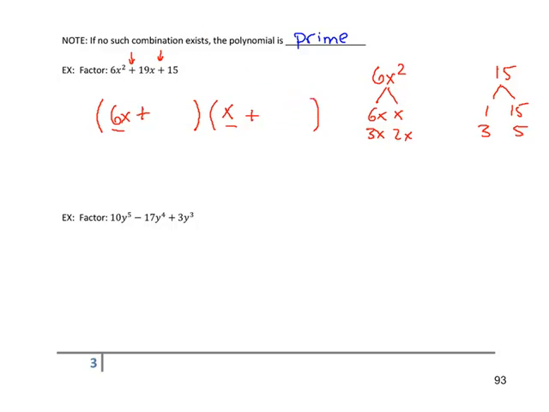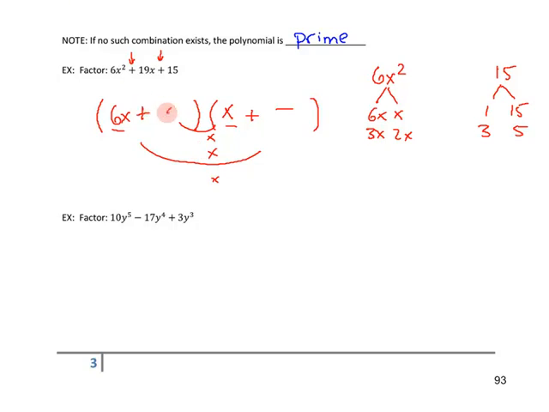Alright, so what about 3 and 5 or 5 and 3? 3 and 5, the outside gives me 30x. The inside gives me 3x, which adds together to give me 33x. So that doesn't work. So take that out. We'll take these out and try again.